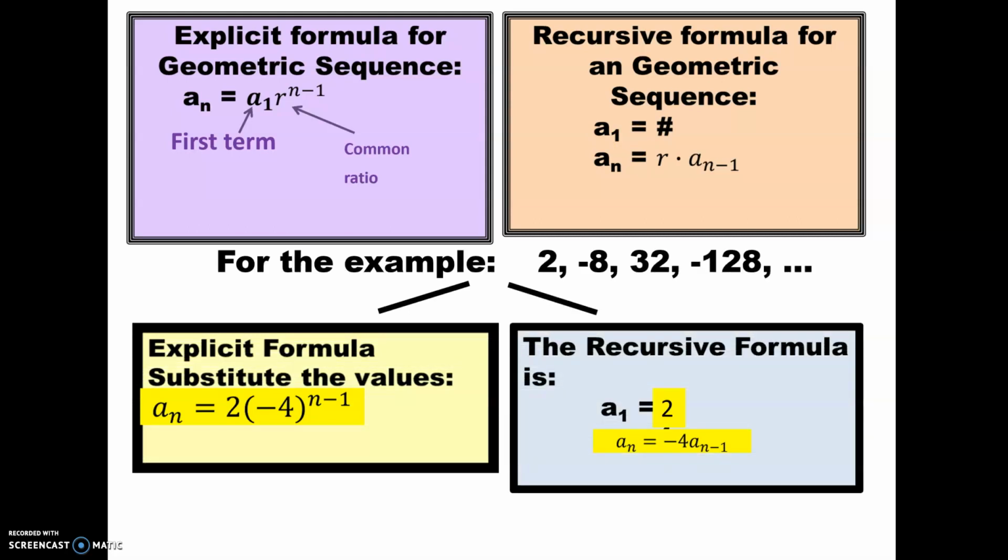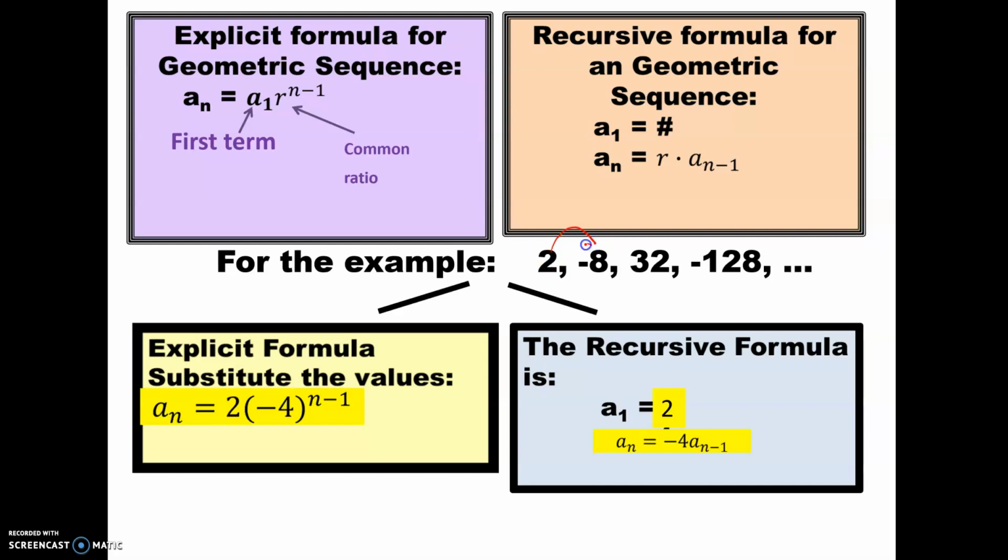So here's an example. I have 2, negative 8, 32, negative 128. If they don't tell you right off the bat it's geometric, you always check if it's arithmetic first, then check if it's geometric. So if it were arithmetic, then to go from 2 to negative 8, I would subtract 10. But if I subtract it again, I don't get to 32. So it's not arithmetic.